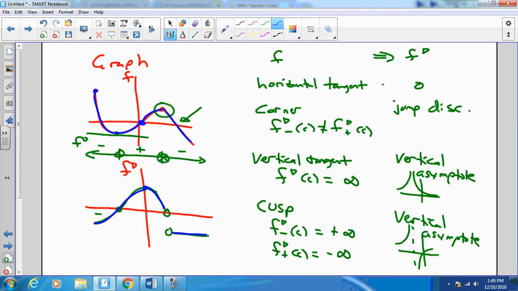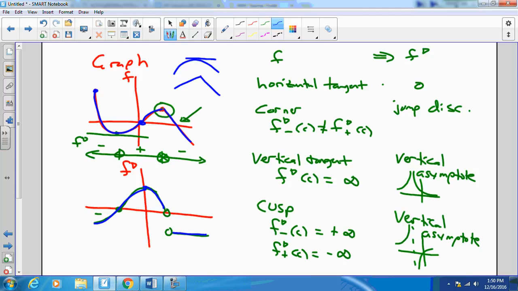How can we know this is a corner? How did I see that there was a corner here? The thing that you're looking for is an abrupt change in direction. So look at the difference between a horizontal tangent, where my curve is smooth like that, and a corner, where my function is sharp, like that.